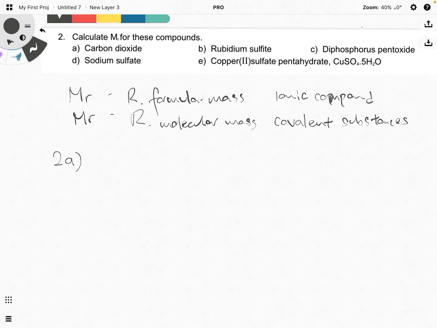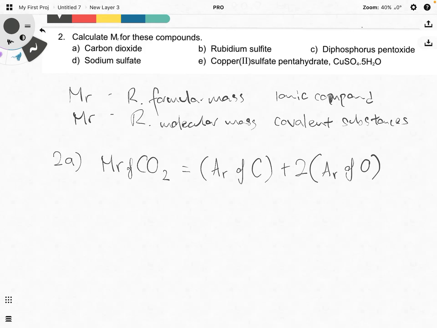Question 2a wants you to find out the relative, in this case molecular, mass of carbon dioxide, because carbon dioxide is a covalent compound. So how would you find that out? I'm going to do a long-winded way first, just so that we slowly get into the groove of it. First and foremost, we need to know the relative atomic mass of carbon. We also know that there are 2 oxygen atoms per molecule of carbon dioxide. So what is the relative atomic mass of oxygen?